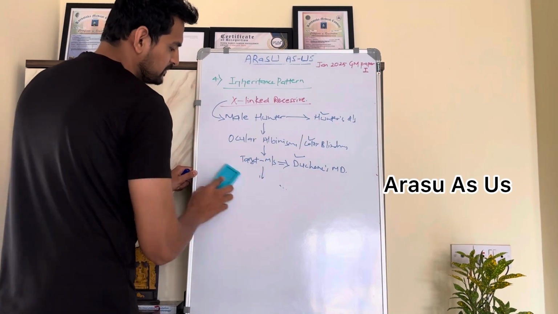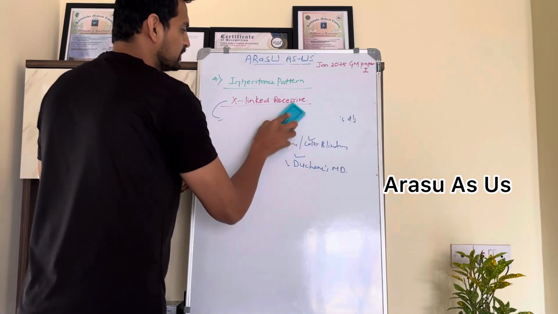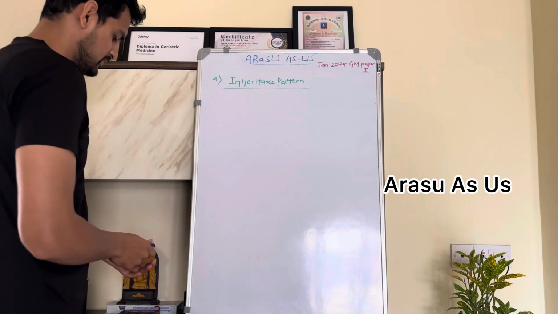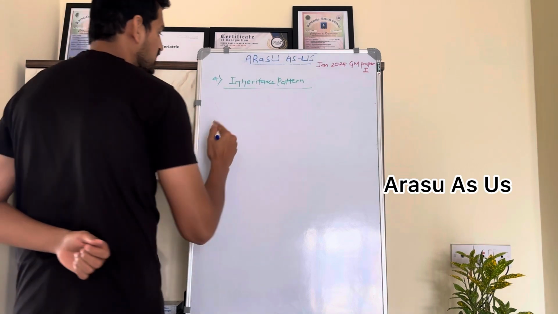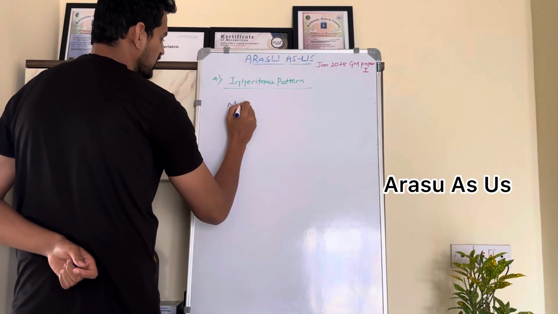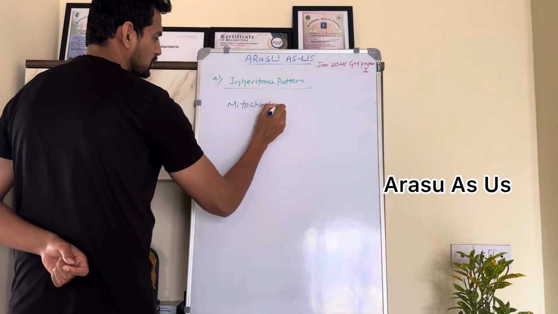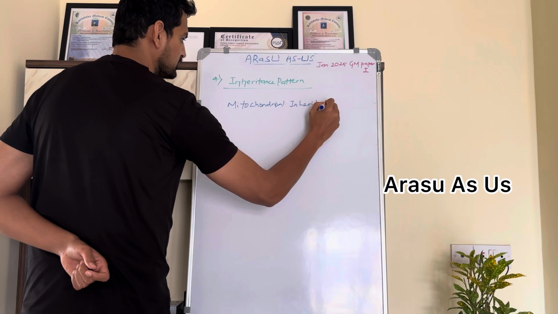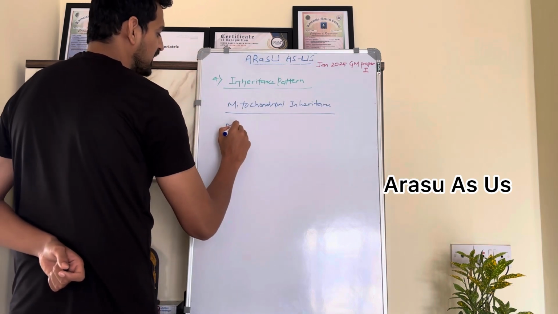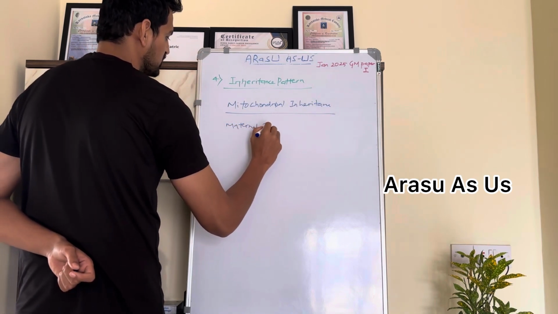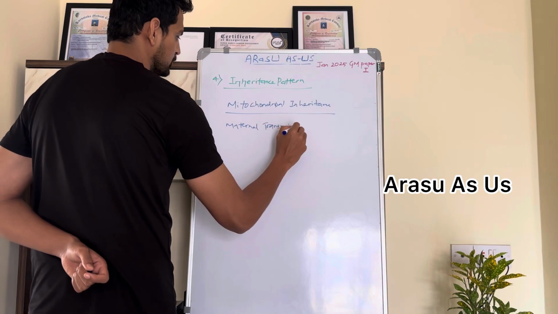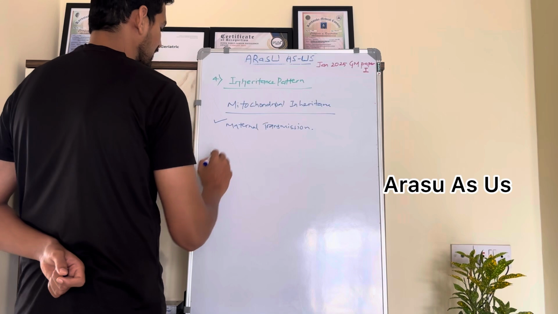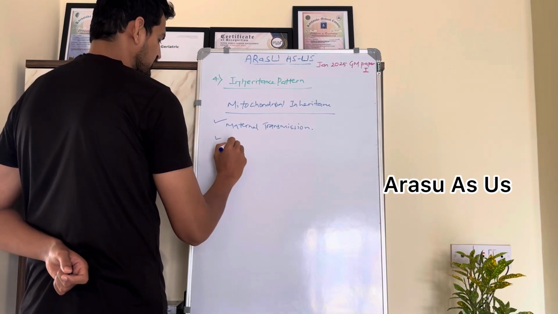Coming to the last one, that is mitochondrial inheritance. So you all know that in mitochondrial inheritance, the main transmitter of the disease is the mother. It will be only maternal transmission. So father will not transmit the disease to the next generation. This is one very important point. And the second one is examples.